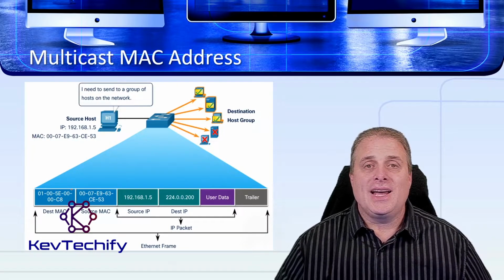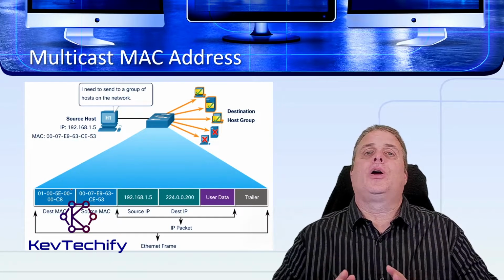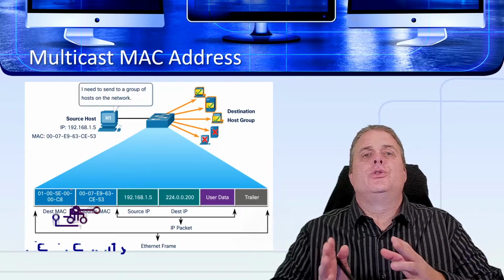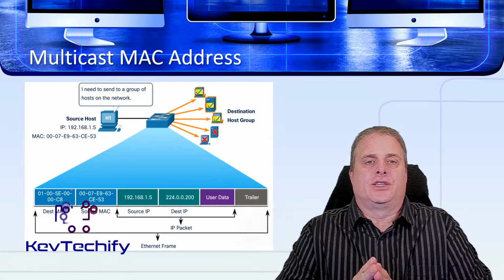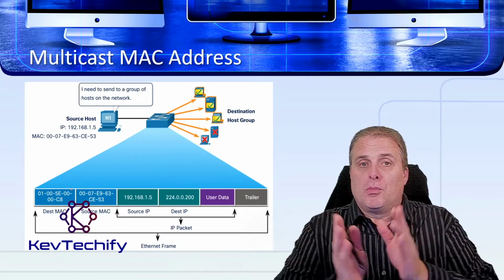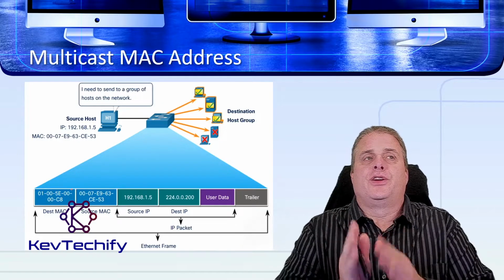A multicast address is a little bit different than a broadcast address. A multicast address goes to a specific group of devices. Broadcast address goes to all the devices, but a multicast goes to a specific group.